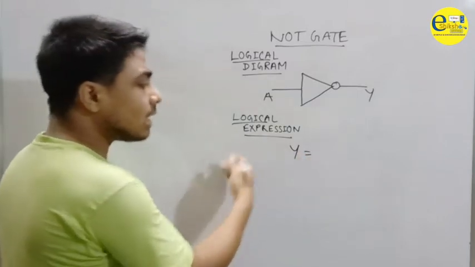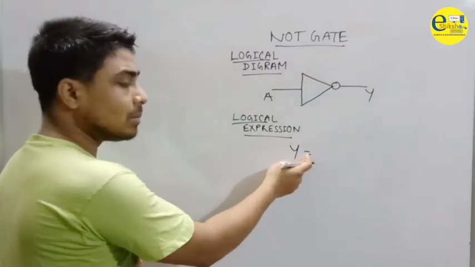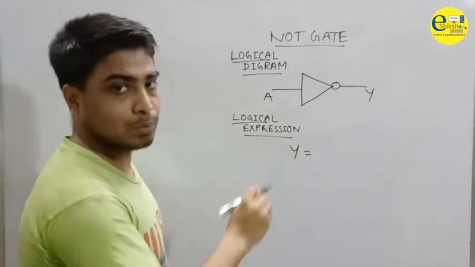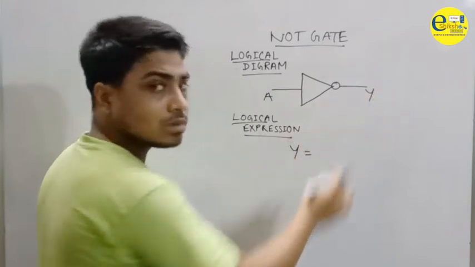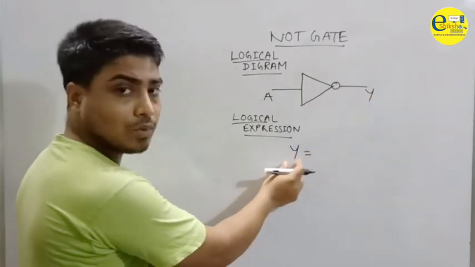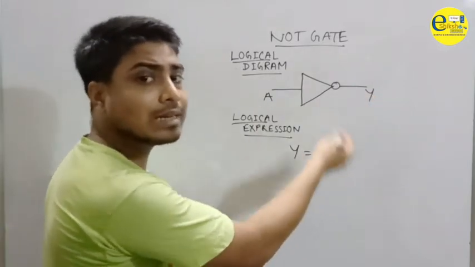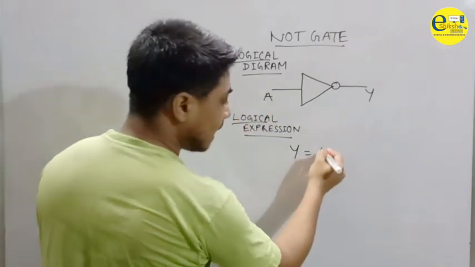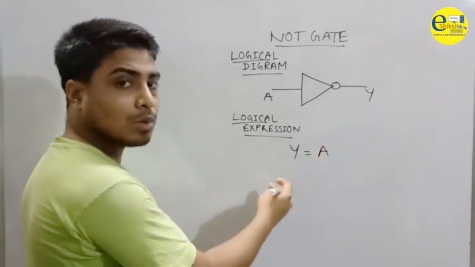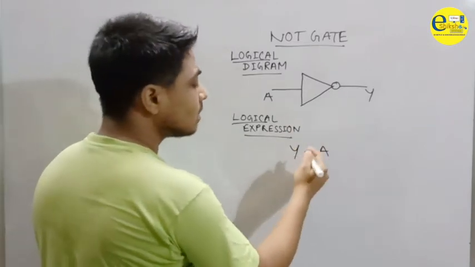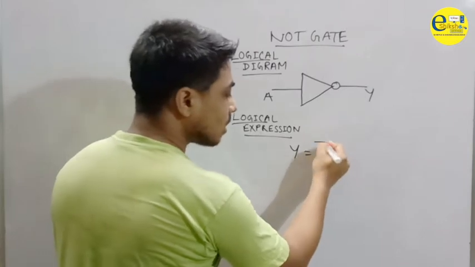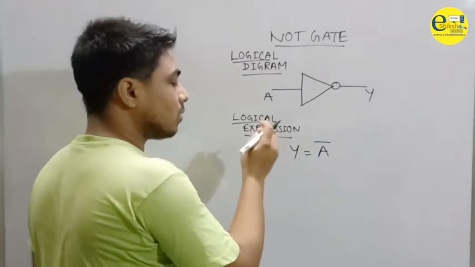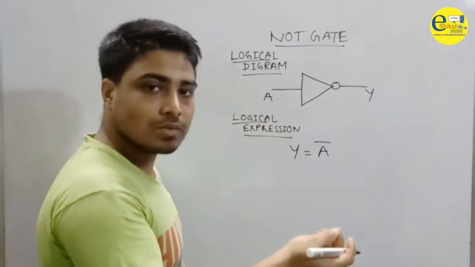At the left side of the equal sign, this assignment operator, we will always write the output. So here our output is Y, that's why I'm writing Y here. How is this output related with the input? Our input is A. The output is the input's complement. That means whatever the input is, the output is just the opposite.